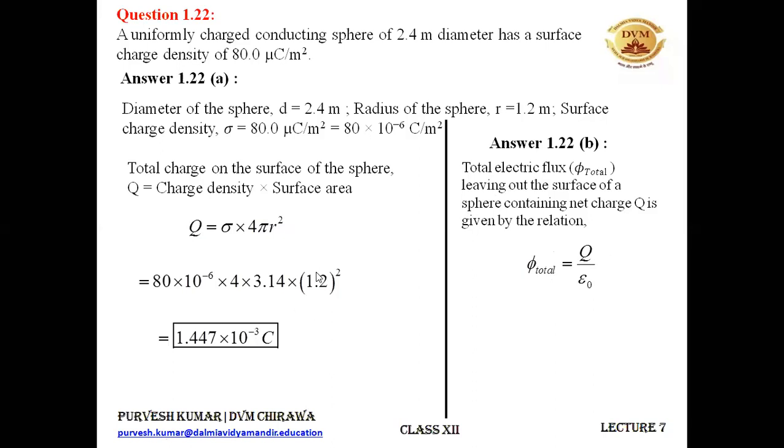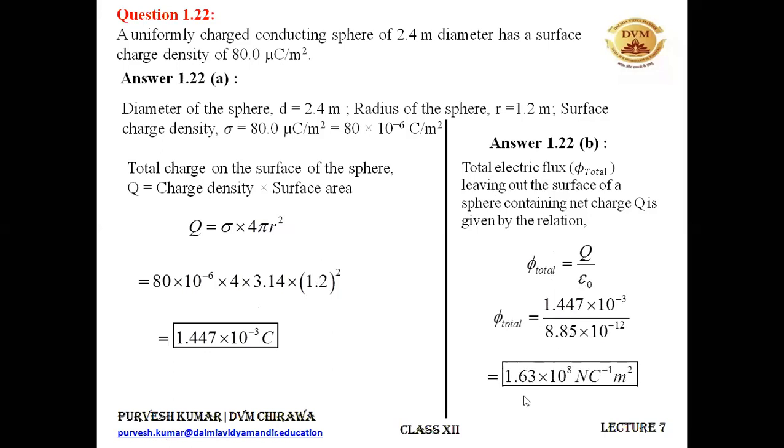The value of Q we have obtained in our previous part. It is 1.447 into 10 to the power minus 3. Divide it by epsilon naught. When you divide it by epsilon naught, you will get this value: 1.63 into 10 to the power 8 Newton meter squared per Coulomb. All right. So this is the total flux linked with this sphere.